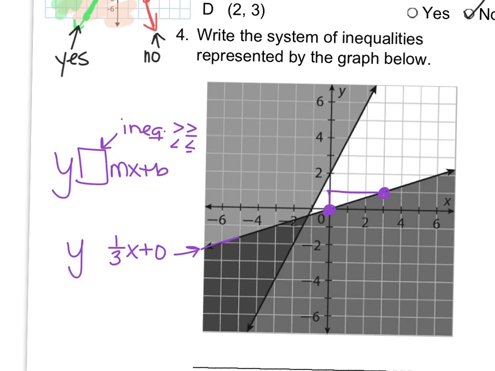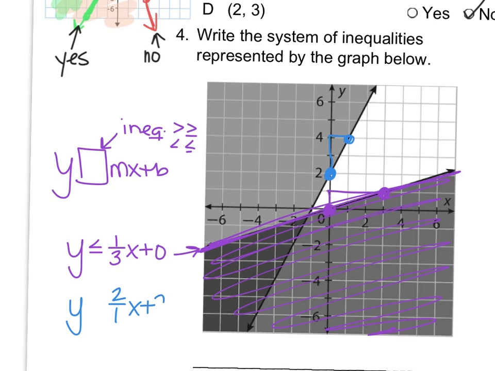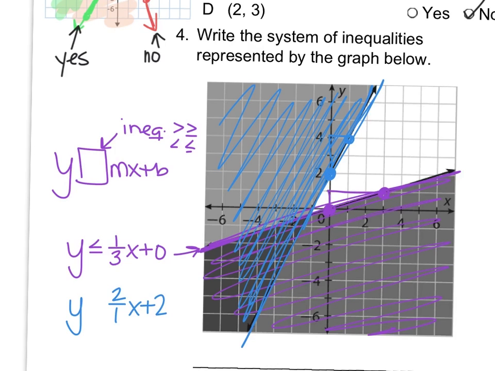And think, this is solid, and if you look at this line, they're shading below. So that's going to be less than or equal to. On my other line, I'm starting at 2, up 2 over 1. So that's going to be y, I'm going to leave a space, 2 over 1x plus 2. And then think, this one is solid, but this time I'm shading above. So now I'm going to be greater than or equal to. All right, so there is your answer for that.